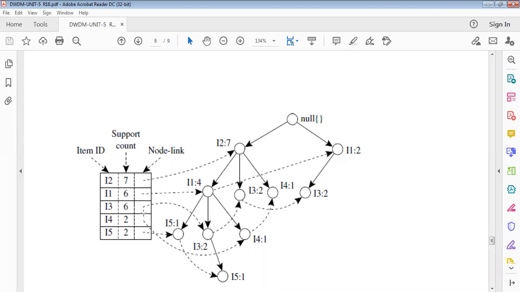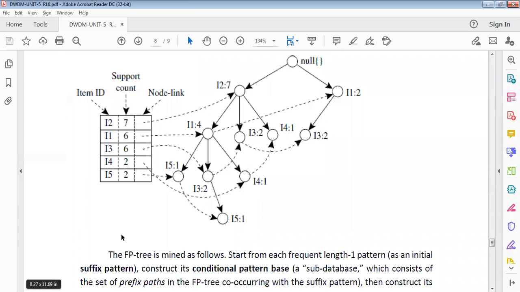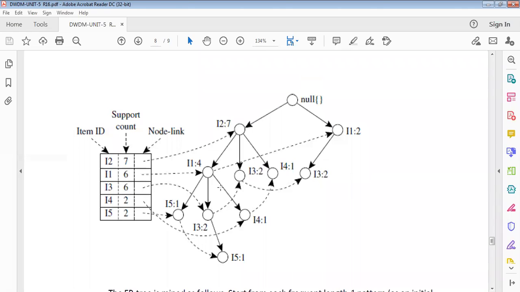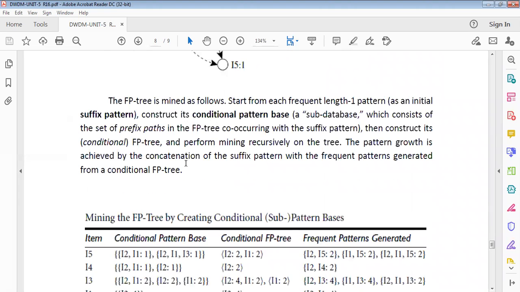In a similar way, I3 is 6. You represent it as this is 2, this is 2, this is 2. Total 6 is the support. Similarly, I4 is 1 and here also 1, so 1 plus 1 gives the support count 2. Similarly, I5 is 1 and I5 is 1, your support count is 2. Like this way you have to represent the count. First the item ID and its support count you retain, and you represent the node links.